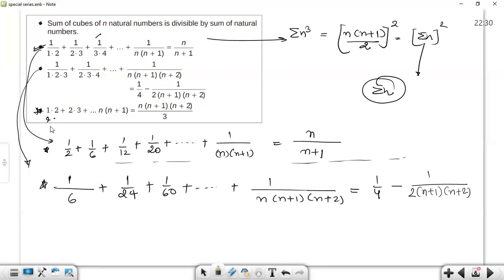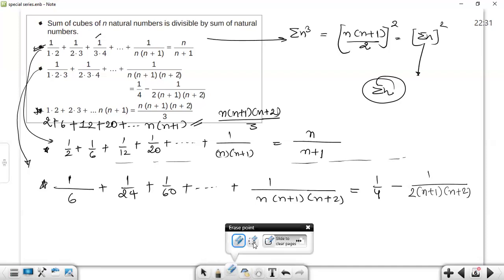1 into 2, that makes it 2, plus 6, plus 3 into 4, 12, plus 4 into 5, 20. Similarly, that will be n into n plus 1 into n plus 2, divided by 3. Please remember each and every formula written on this page very clearly. Ask if any doubts.